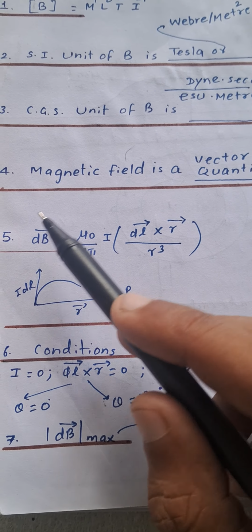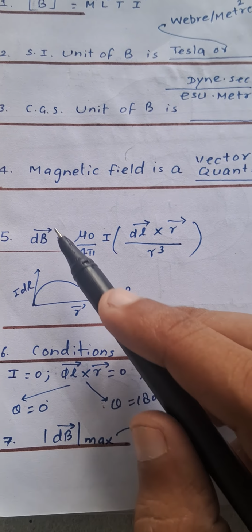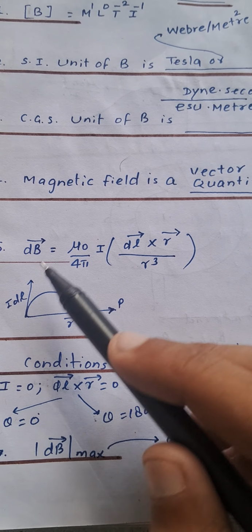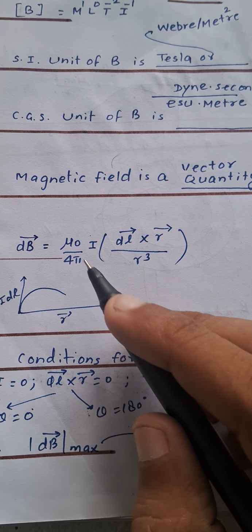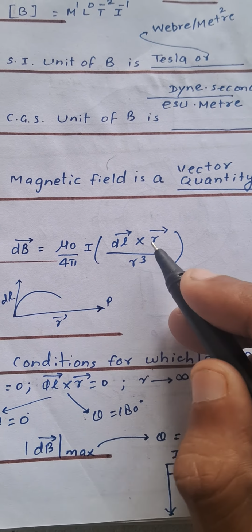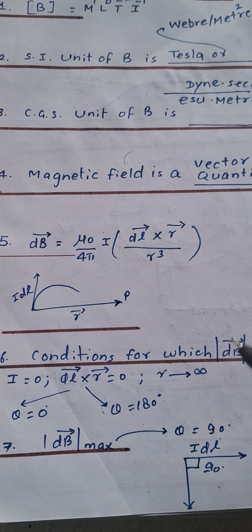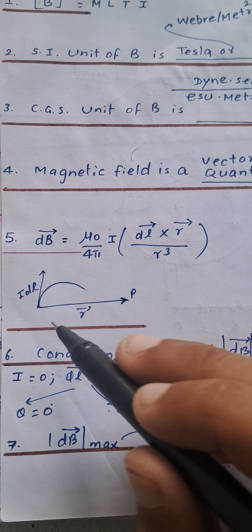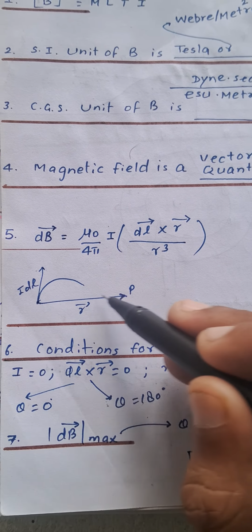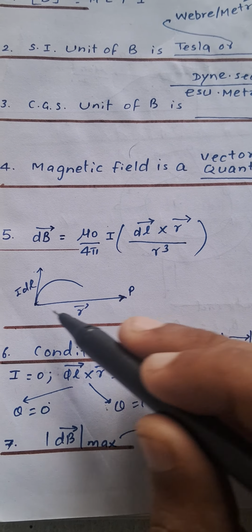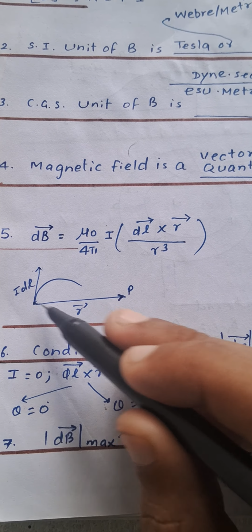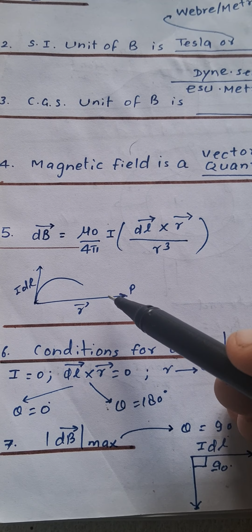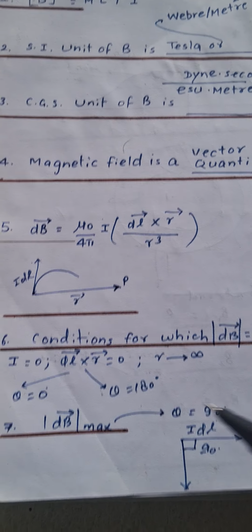Then we are being asked about elemental magnetic field. So magnetic field due to a current element is given by mu naught upon 4 pi, I dl cross r divided by r cube. So the concept here is, suppose this is the current element I dl, and due to this element we have to find the magnetic field at point P, whose position vector with respect to the current element is vector r. So this is the expression for elemental magnetic field at this point P.